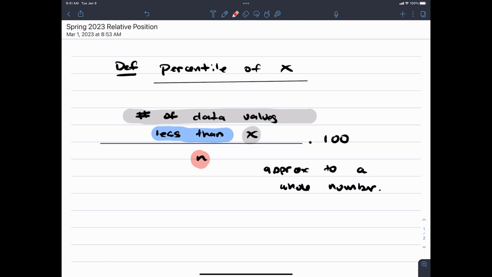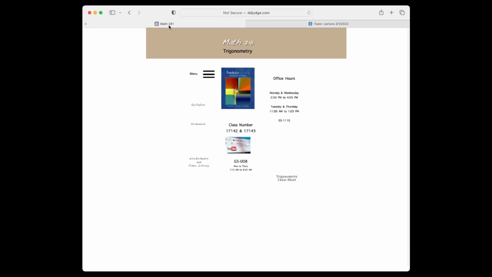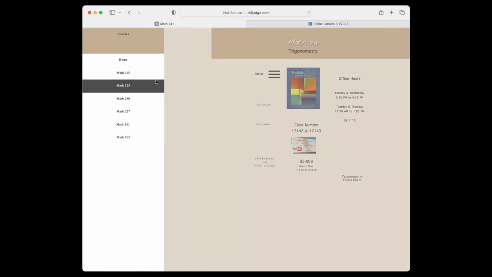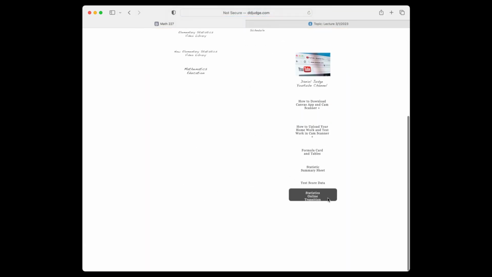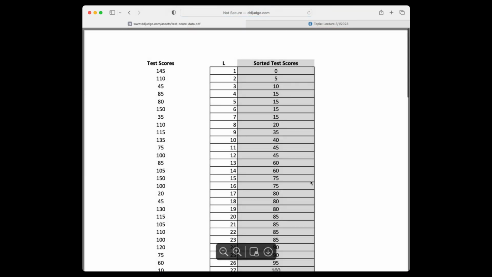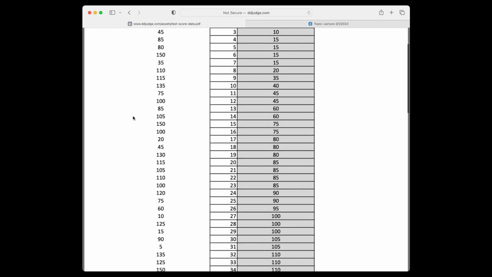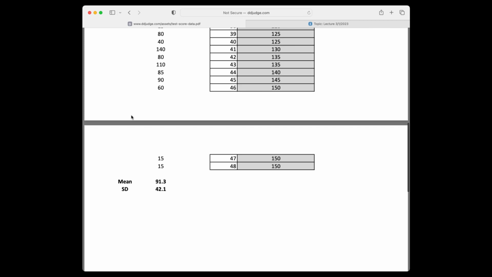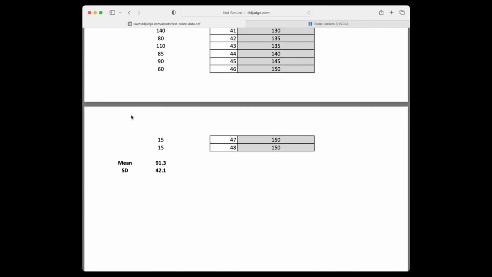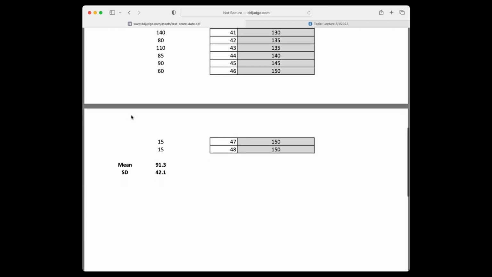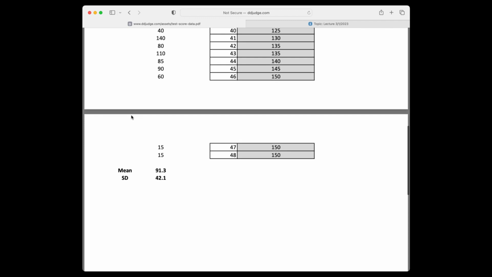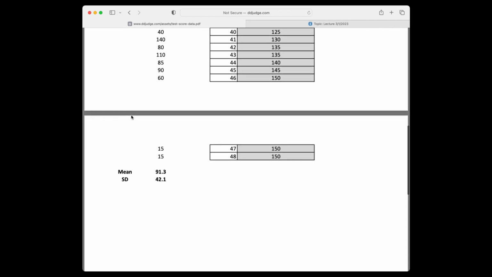All right, let me do something else now. Let's go to my website. You're not 241 yet. You will be 227. And then I have a worksheet called test score data. Now remember, we already did this, using this data list to compute some Z values. We did that for grading on a curve. We did a different example for the Z values.